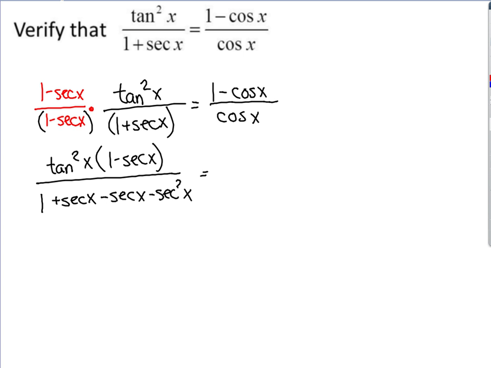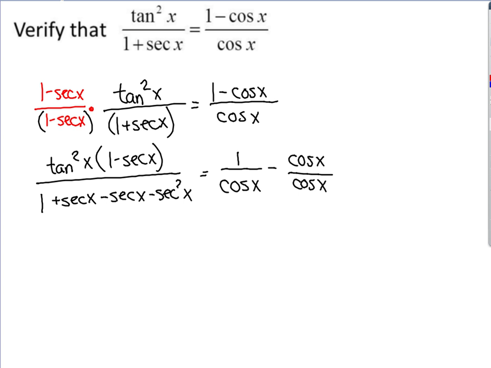On the right side, if you notice, we have a fraction with just one value in the denominator, but we're doing addition or subtraction in the numerator, so we can break that into two different fractions. So I can say 1 over cosine of x minus cosine of x over cosine of x.